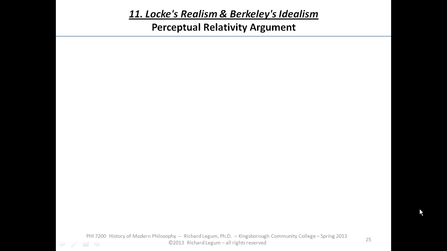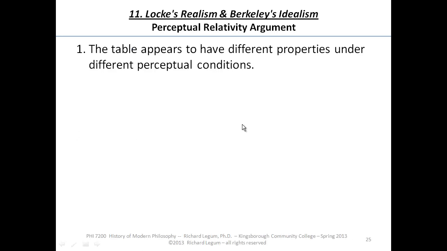And it seemed like it would be a great explanation of what's going on, and it would be a great theory of perception and a good response to skepticism, until we came across this perceptual relativity argument. And this was the argument that pointed out a fundamental problem with Locke's epistemology, or a difficulty at a bare minimum. And you start by pointing out that the table, that is the table you're looking at, appears to have different properties under different perceptual conditions.